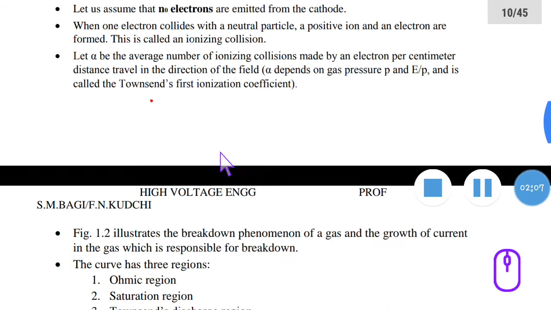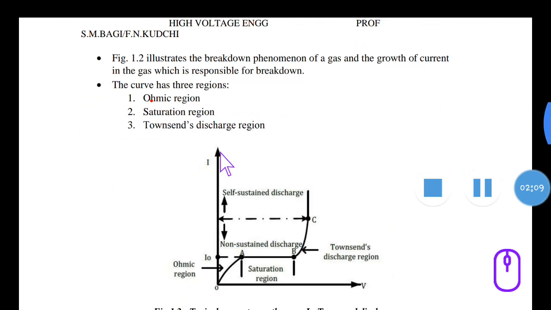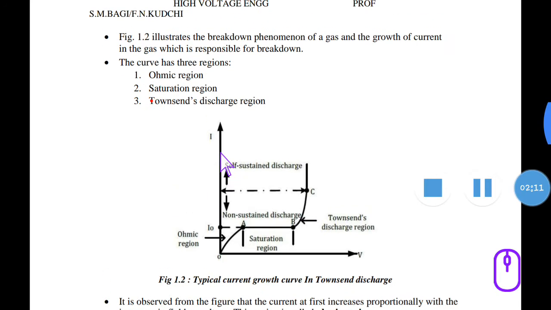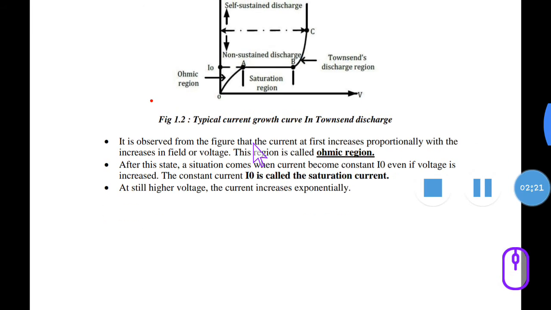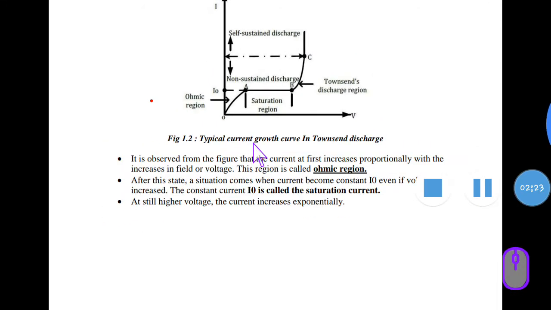Now, the breakdown process of gases takes place in three regions: the ohmic region, the saturation region, and the Townsend discharge region. What is the ohmic region? It is observed that once collisions start, the current increases proportionally with the increase in field or voltage. Whatever voltage is applied, the current increases. That is the ohmic region.